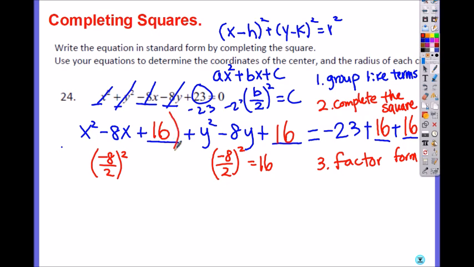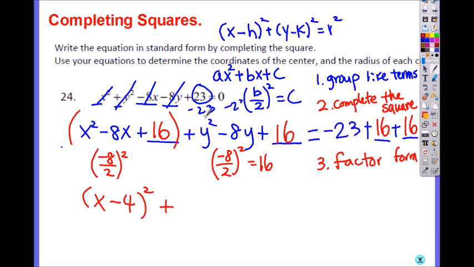So here's my x's. So again, how do you write it? It is x. What two numbers multiply to 16 and add to negative 8? Minus 4. This number will always be what? Half of b. Negative 8 divided by 2. Negative 4 times negative 4 is 16. Negative 4 plus negative 4 is negative 8.